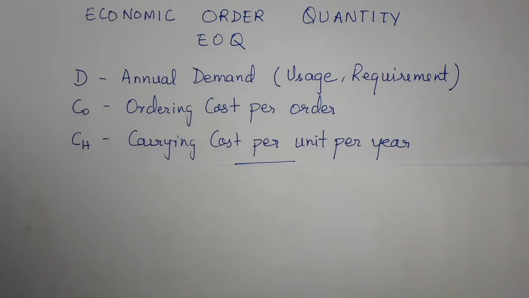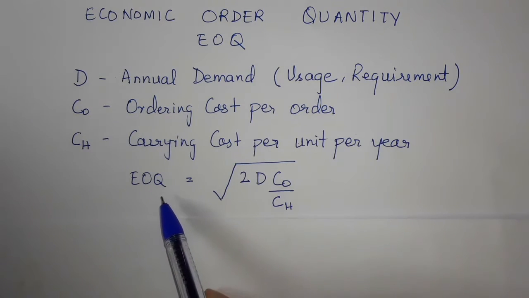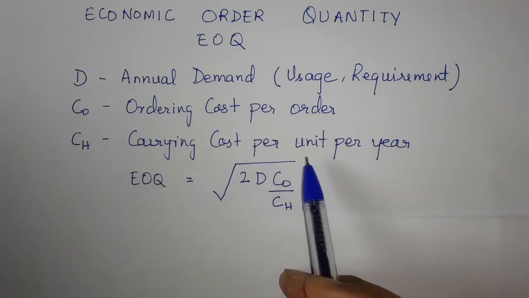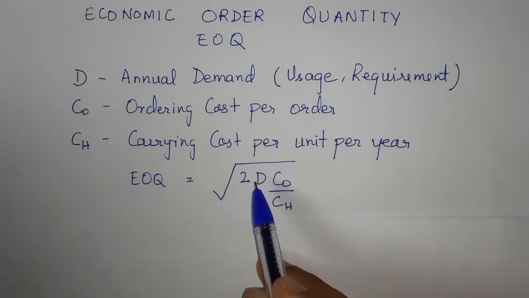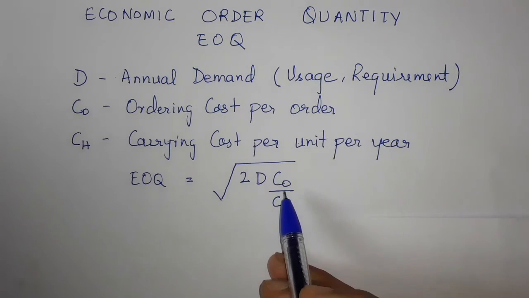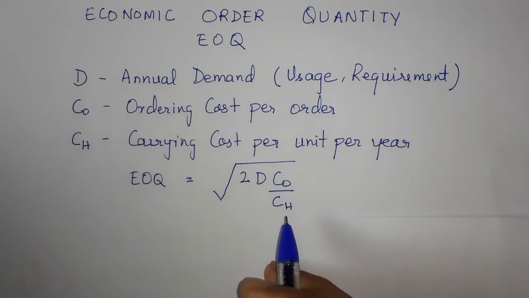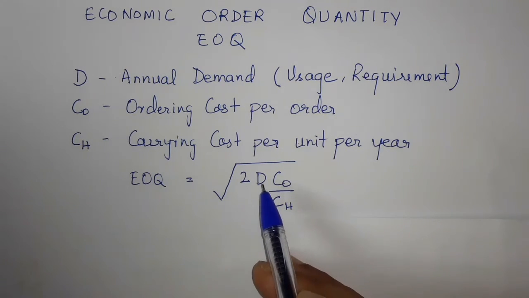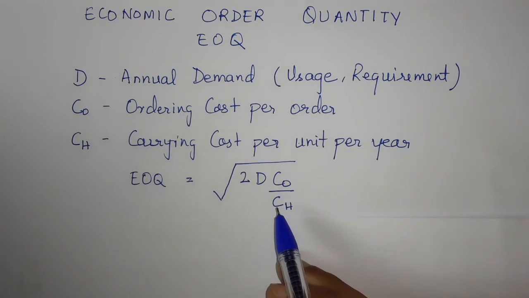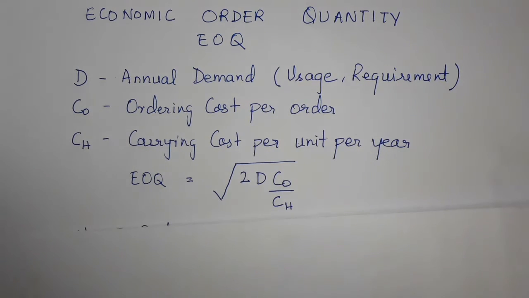So the formula for EOQ is as follows. Economic order quantity is given by the under root of 2 multiplied by demand multiplied by the ordering cost divided by carrying cost. So that's under root of 2 into D into CO divided by CH. That gives you the economic order quantity.